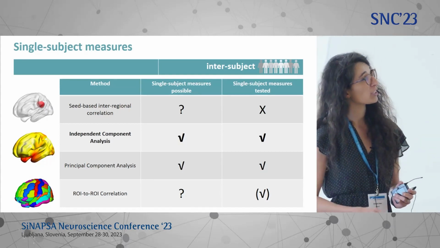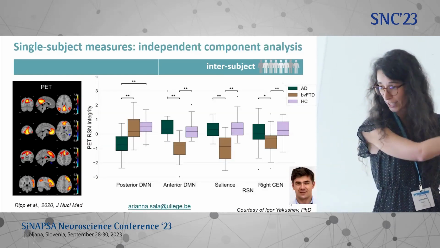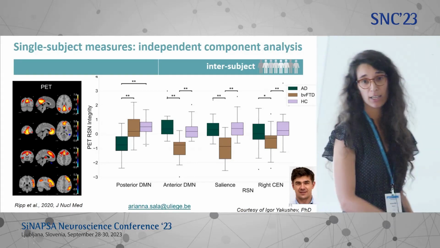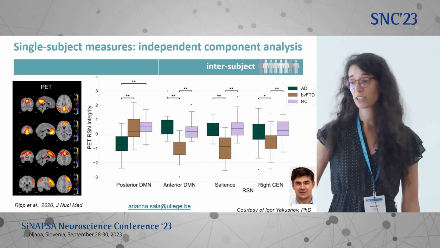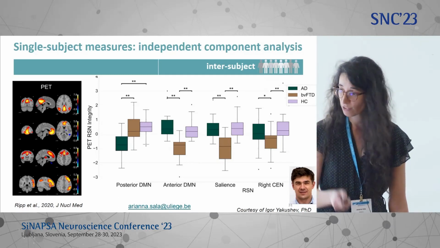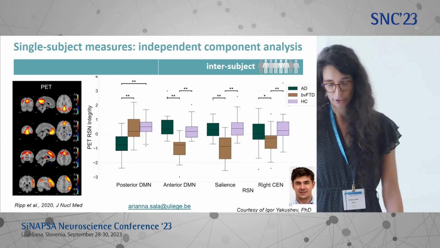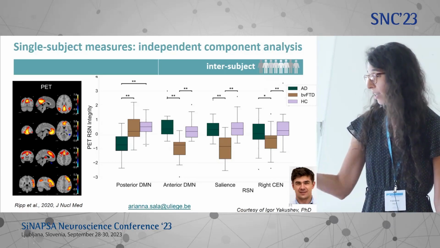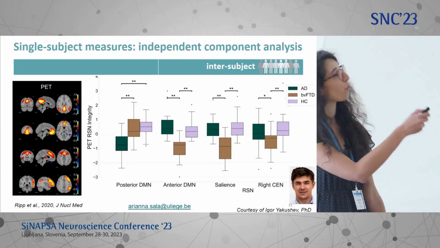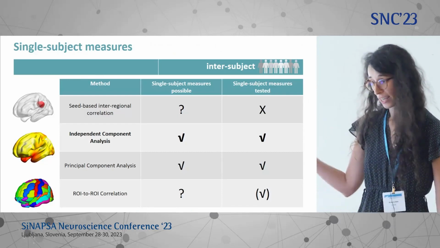If you use independent component analysis instead, you can get to the single subject measure, you can derive loading coefficients, and Igor already explained this paper, so I will not go through it again. Here we derive some resting state networks at the group level, but then we can extract a loading coefficient which gives us a measure of the resting state network's integrity at the individual level. And Igor proved that this measure can be used as a biomarker. So it works. You can distinguish patients with Alzheimer's disease dementia, frontotemporal dementia, and controls if, for example, you consider the loading coefficients of the posterior default mode network. Okay, so this is independent component analysis.